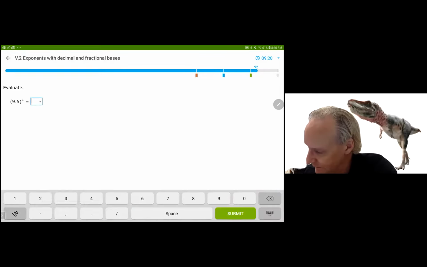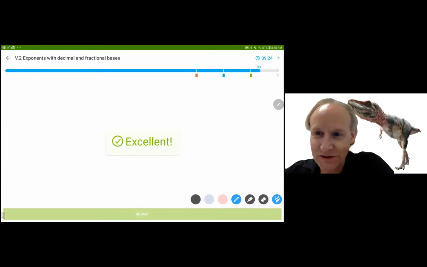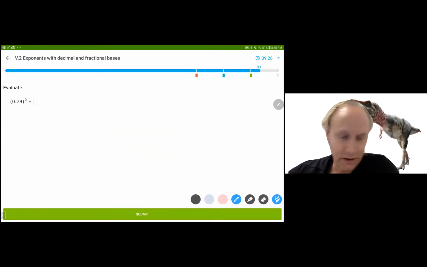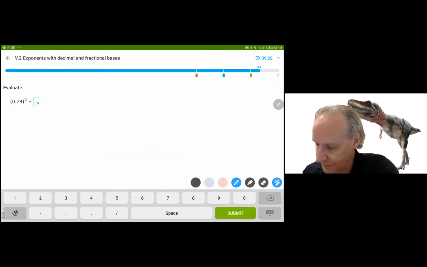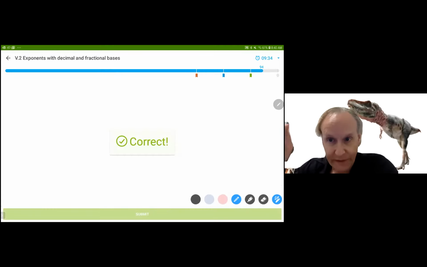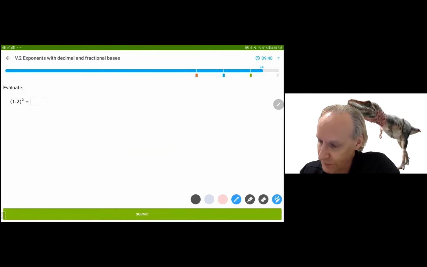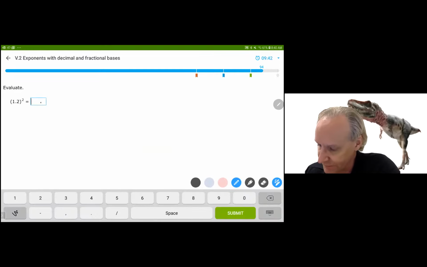9.5. Man, keep getting easier. This is nice. I like first powers. Oh, that's 1. Anything to the 0 power is just 1. Don't forget. Anything at all. Doesn't matter. As long as it's in parentheses. 1.2 squared. Well, that's going to be 1.44, isn't it? Because we have 2 decimal places. And it's 144 for 12 squared, but 2 decimal places because it's getting squared.